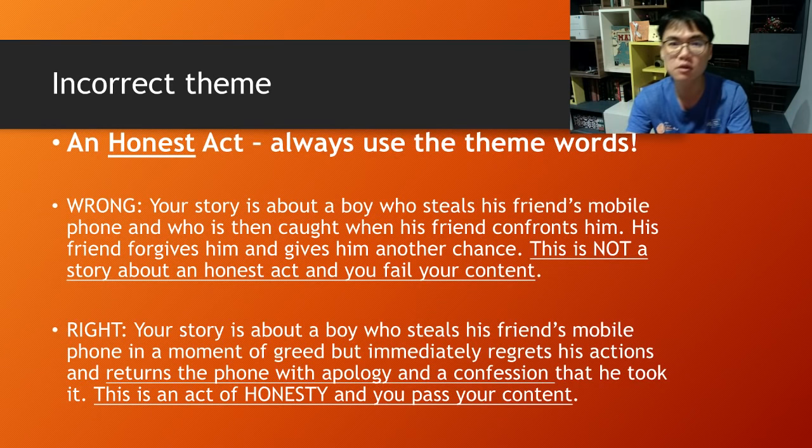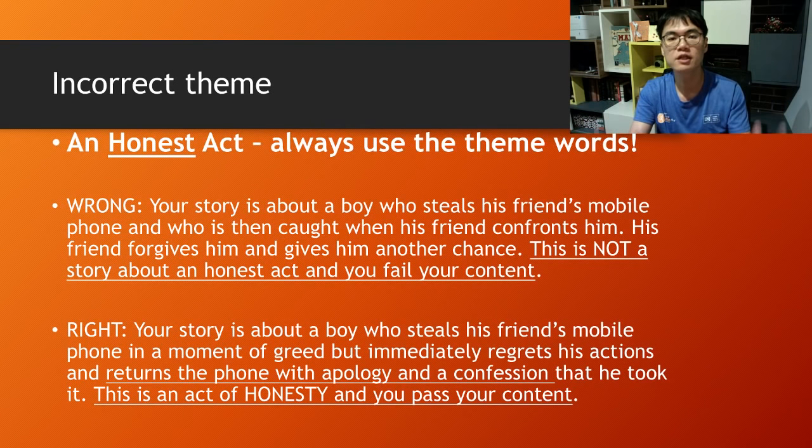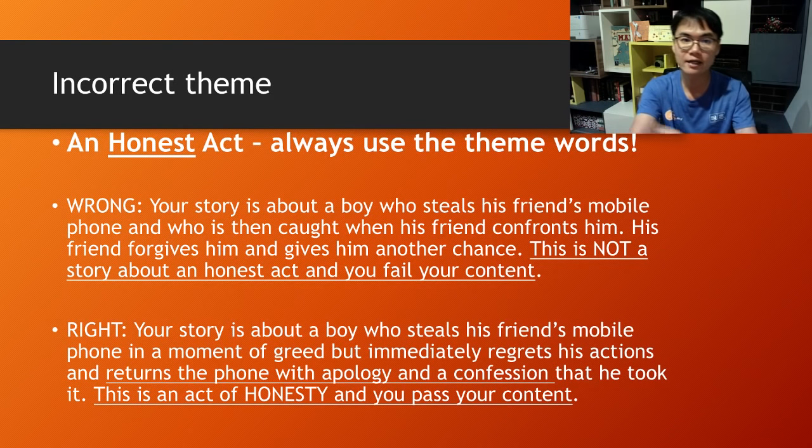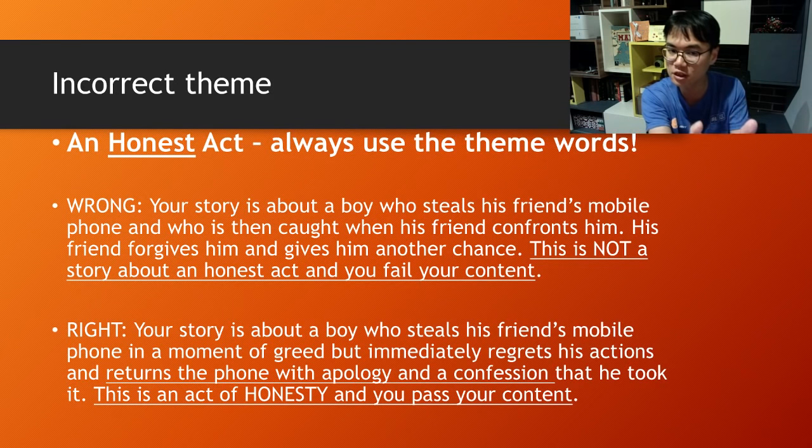So be very careful when you're thinking about and writing your theme on Tuesday. Do not make the mistake of rushing into the story and then finding out that, oh no, I'm not writing according to the theme or the picture that is given to me, and then you will fail your content. So take a moment when you look at the question paper to really think about the story you want to write and to make sure that your ideas line up with the theme, which is an honest act, or whatever theme is given to you on Tuesday. Be very careful, read the theme, use the words of the theme in your story if you need to. Make sure you don't write out of point.